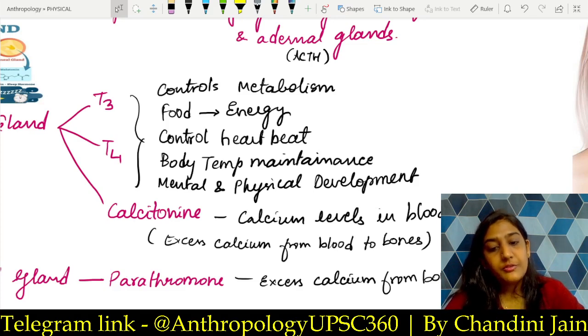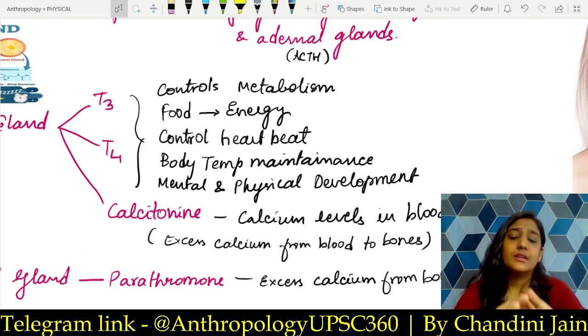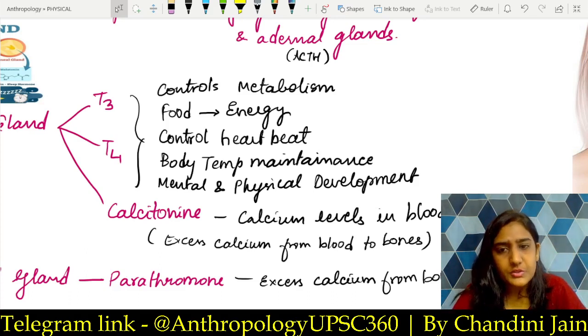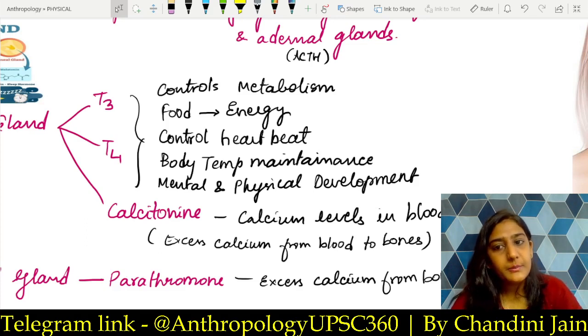Okay, now when you find that the blood has less calcium, this parathormone hormone brings out the calcium from the bone to the blood. So this is how they work in tandem. Then T3 and T4 have a lot of important roles, like they control the metabolism. That is why when you get a thyroid problem, you generally tend to increase weight, because these are the hormones that control the metabolism.